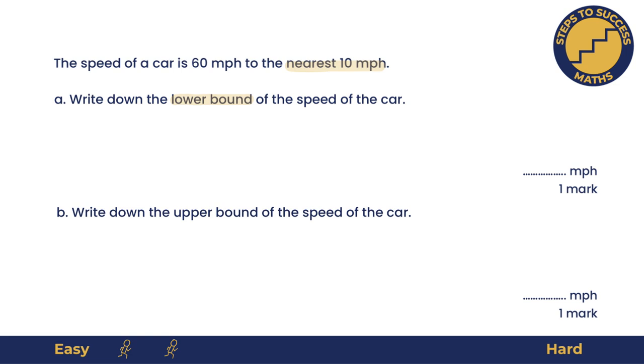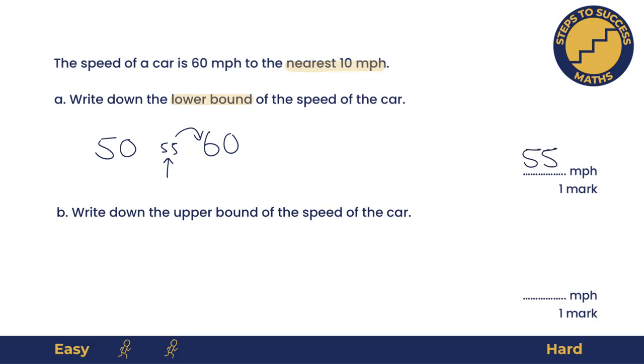So 60 miles per hour. What could the speed have been that rounded to that when you round to the nearest 10? So your choices were 50 or 60. You're looking for the lower bound, so we're going under the number. So at 55, you start rounding up to 60. So the lowest one is 55 miles per hour.